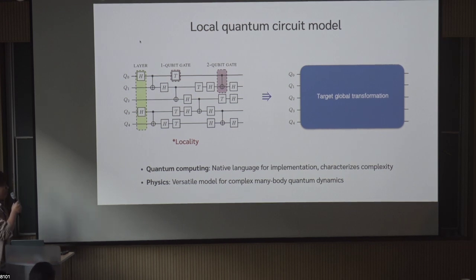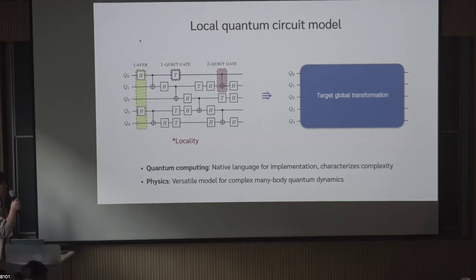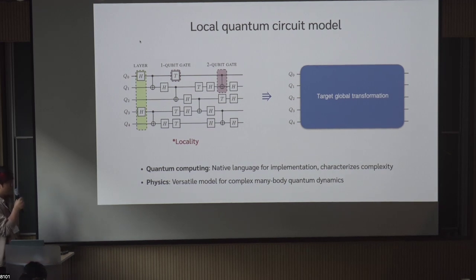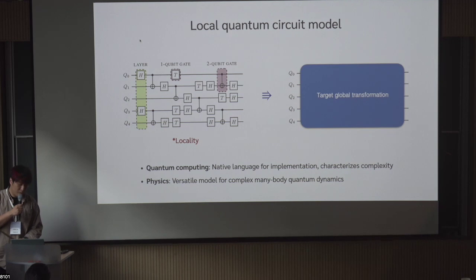So we know that this is the natural language for the implementation of quantum computing, and it also characterizes circuit complexity and so on. So it's a basic model for quantum computing. And in recent years, it has also gained a lot of emerging interest in physics as a versatile model for complex many-body quantum dynamics. That should be the theme of this conference.